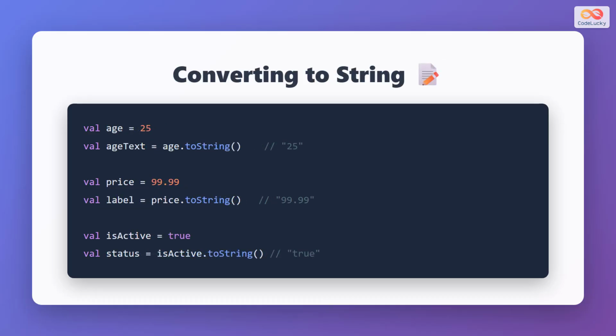Converting any value to a string is straightforward using the toString method. If you have an integer age with value 25, calling toString on it gives you the text 25. A double value like 99.99 becomes the string 99.99. Even Boolean values can be converted. If isActive is true, calling toString returns the text true. The toString method works on virtually any data type in Kotlin.